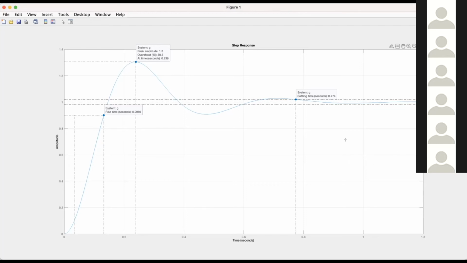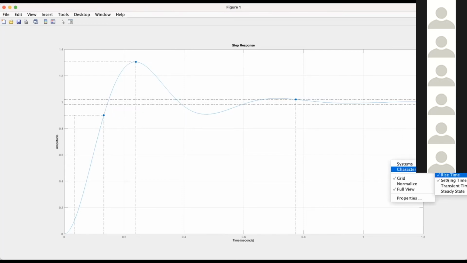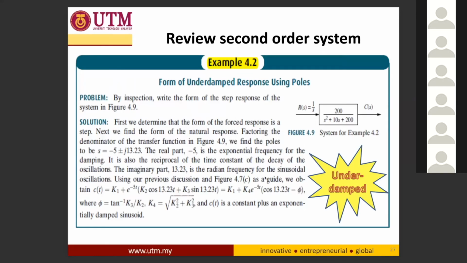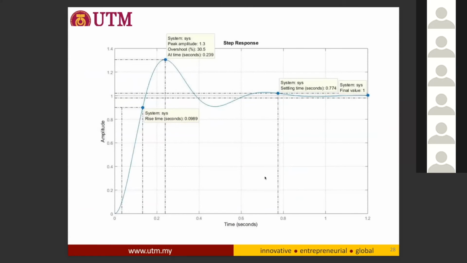Izati, what is the final value? 1. Good, Izati. Yeah, exactly right. Okay, to answer the question there, it is an underdamped response. Oh, tengok kat sini. Betul lah, dia tahu.